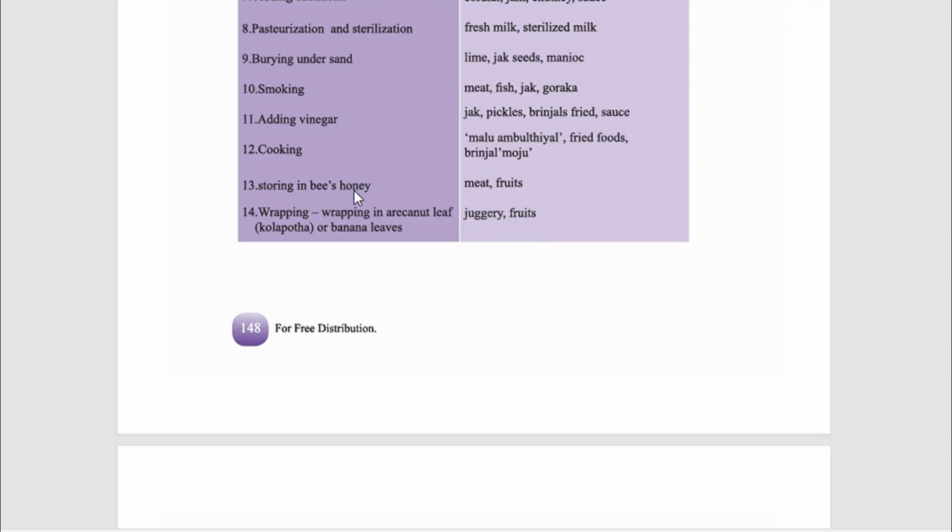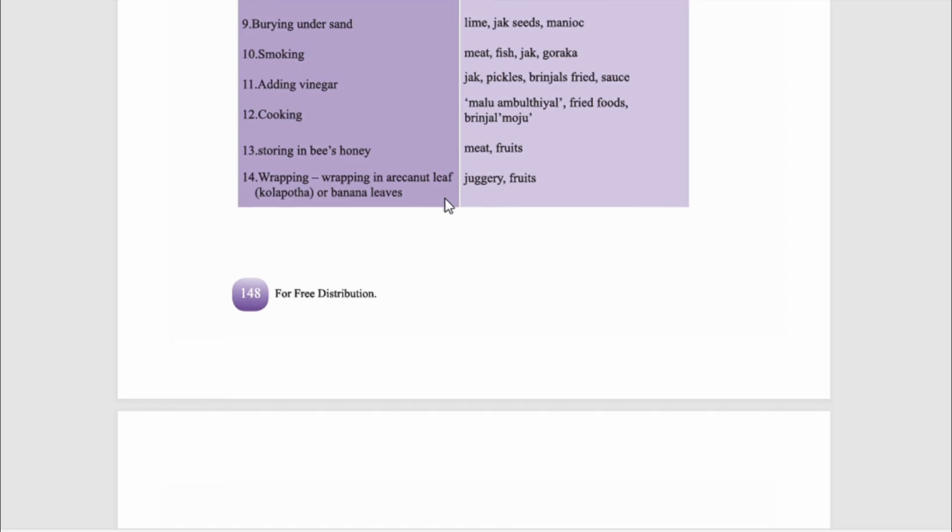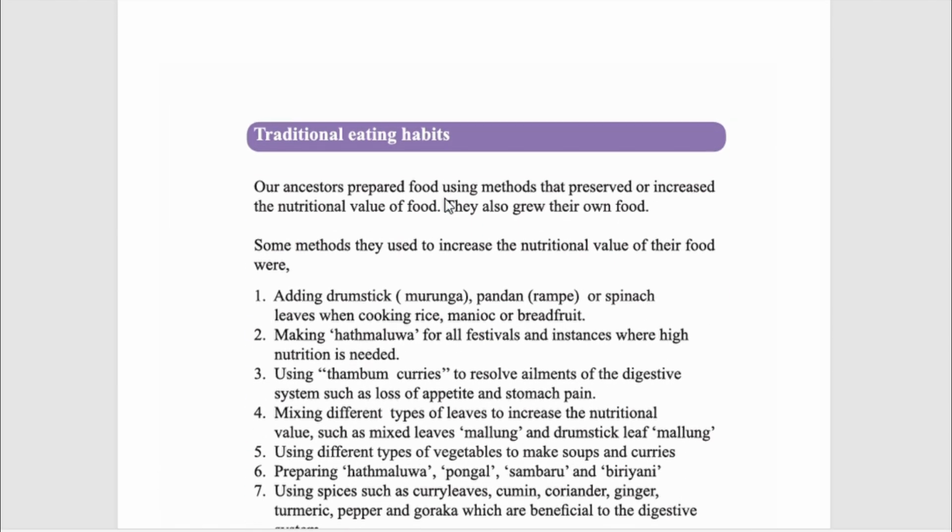Storing in bees, honey, meat, fruits. Especially what we call indigenous people, they are using it, especially keeping meat and fruits with bee honey for a long time. Wrapping is like wrapping in arecanut leaf, especially kolapata or banana leaves. That one is also our ancient method, a very past method. Nowadays also some villages are using it, wrapping jaggery and fruits in arecanut leaves, especially banana leaves also. So the traditional eating habits are there.